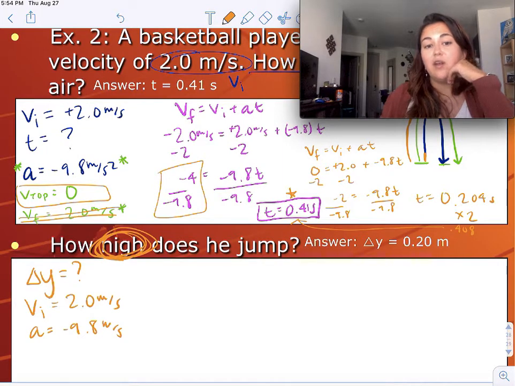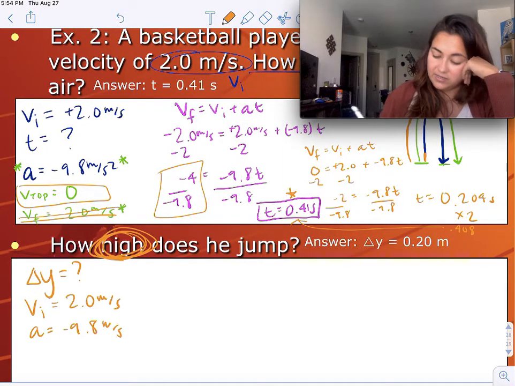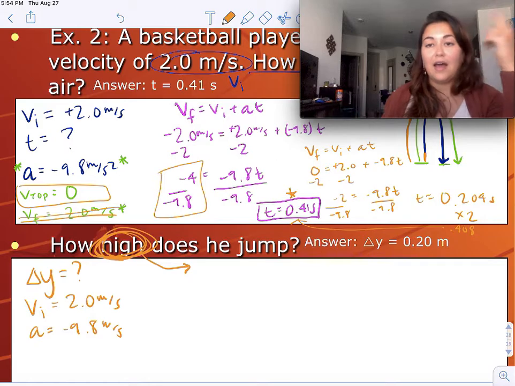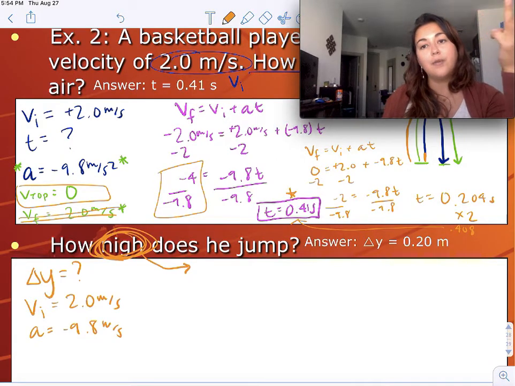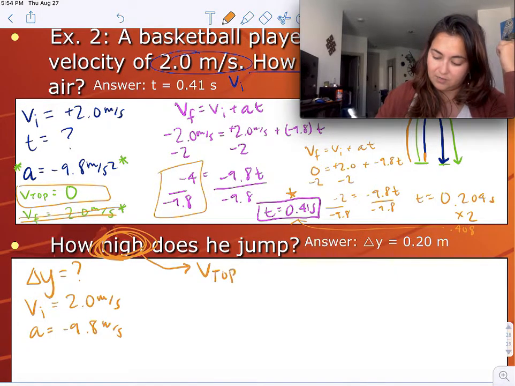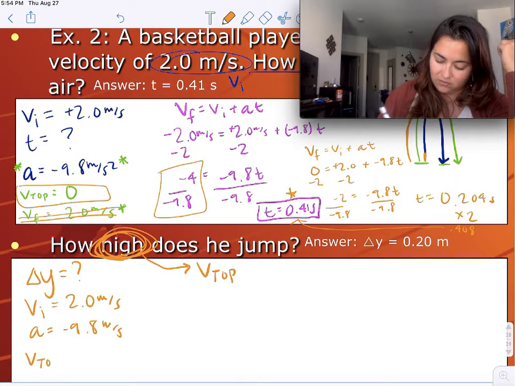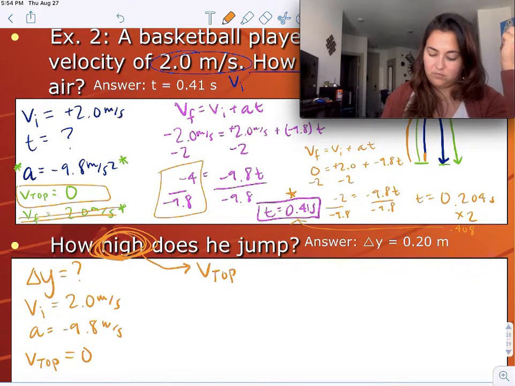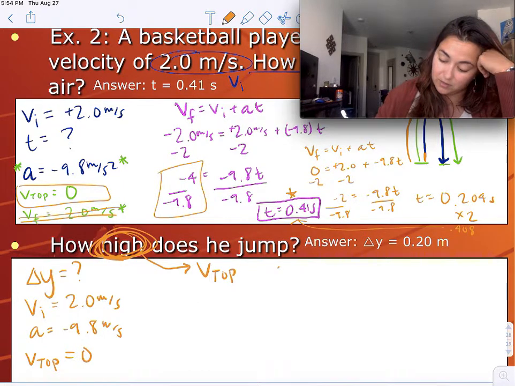So what else do I know? Well, anytime they mention height, peak, top of the throw, max height, I don't know, I can't think of any other ways to say it, velocity at the top becomes important here. You can assume velocity at the top is 0. So which equation would I use here? I would use velocity final squared equals velocity initial squared plus 2 times a times delta y.